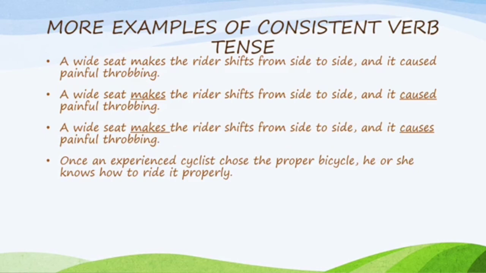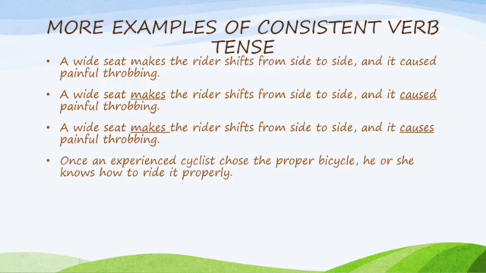A wide seat makes the rider switch from side to side, and it causes painful throbbing. So in this case, we have maintained consistency. We have used the verb makes in the present tense and causes in the present tense. So both verbs are in the present tense. Therefore, the sentence is consistent. It's consistently using a particular tense. Therefore, we have a correct sentence.